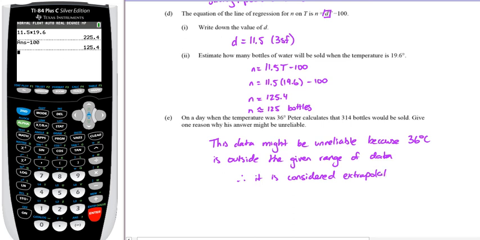So I hope this video has helped you figure out how to accurately find statistics, R values, and lines of best fit on the calculator.